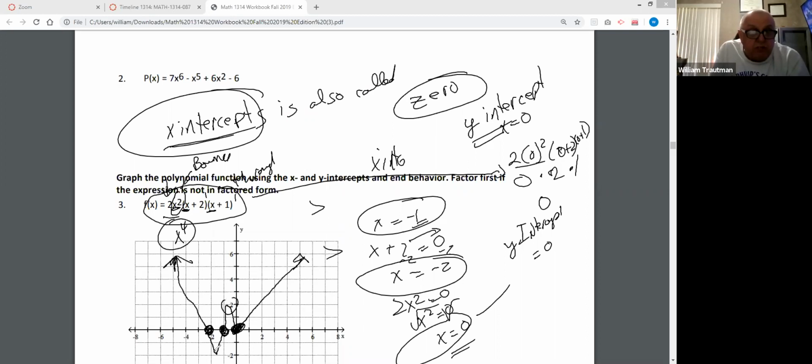We don't know how far those went. If you can just draw this, you're fine. To find out how far, you can do a test point and plug it into the original problem. But you have to graph the x-intercepts, graph the y-intercepts, know what the end behavior is, and then just pick the correct graph. You have to know whether it bounces or not.